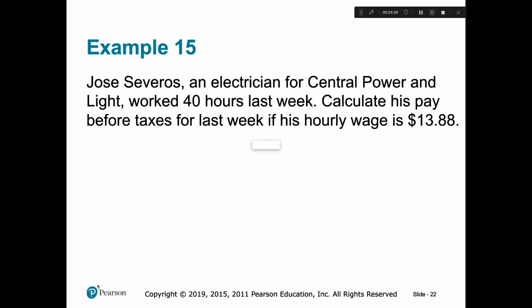Last question. Jose Severos, an electrician for the Central Power and Light, worked 40 hours last week. Calculate his pay before taxes if his hourly wage is $13.88. How do I set this up? What do I need to do? 13.88 times 40.